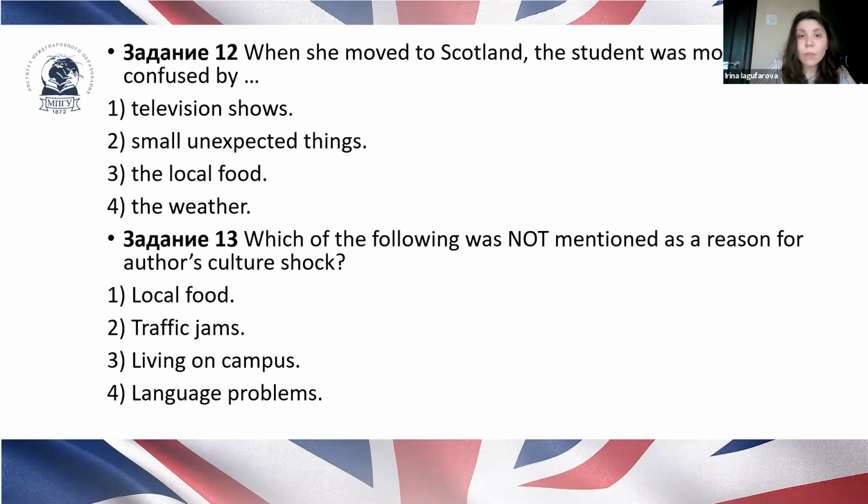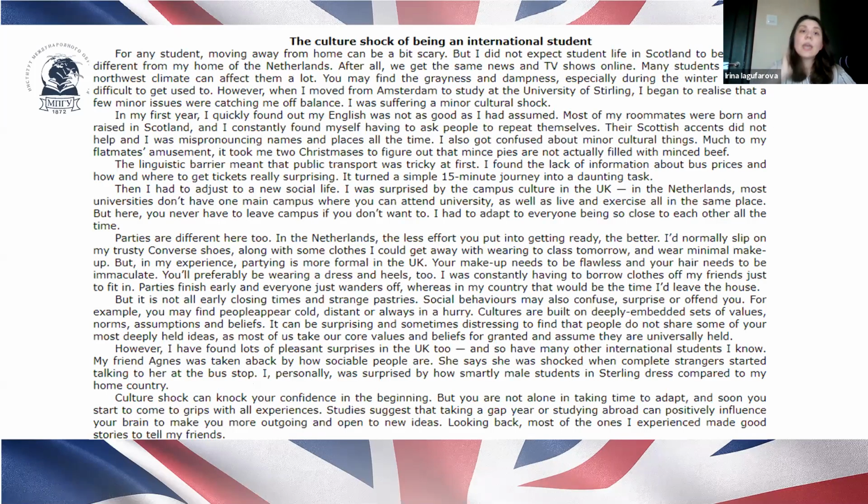So let's go back to the context. So we had this word in the third paragraph. The linguistic barrier meant that public transport was tricky at first.